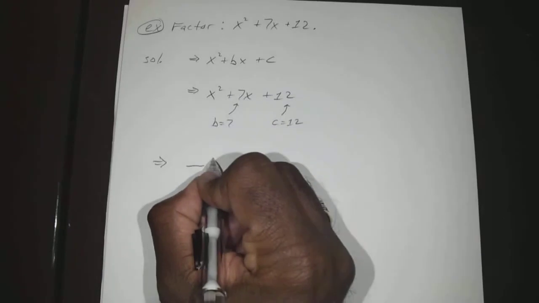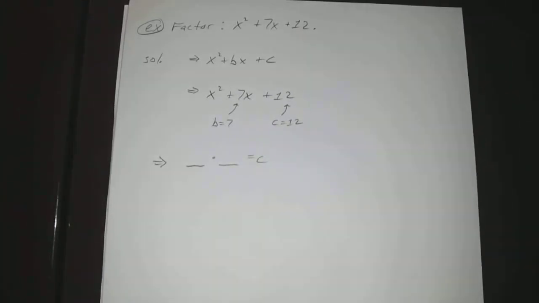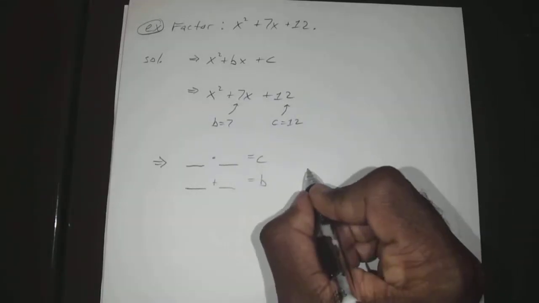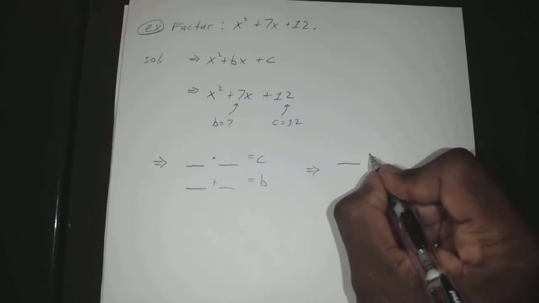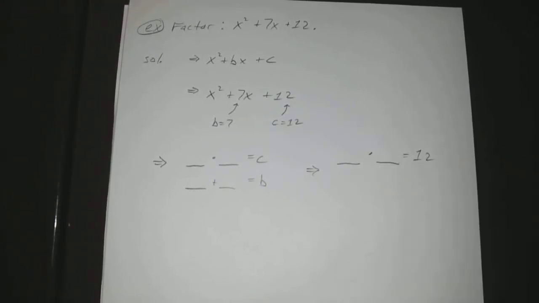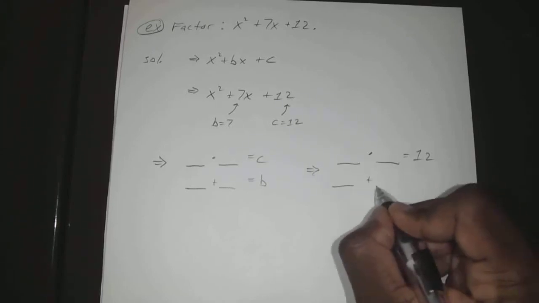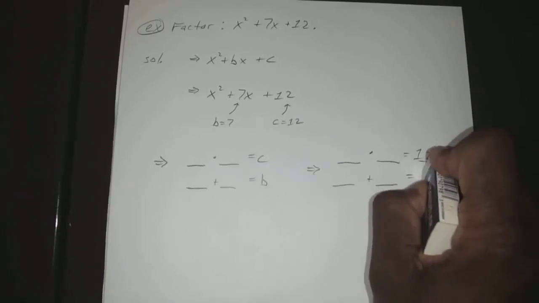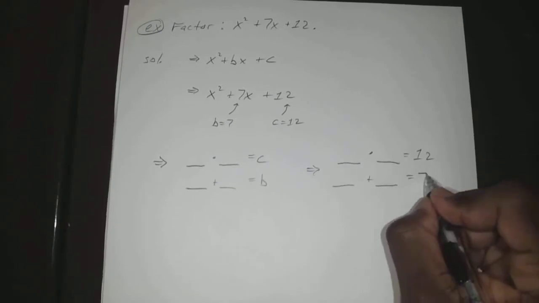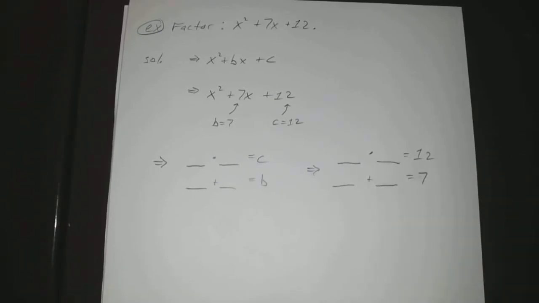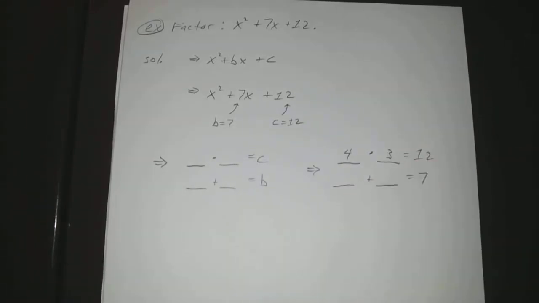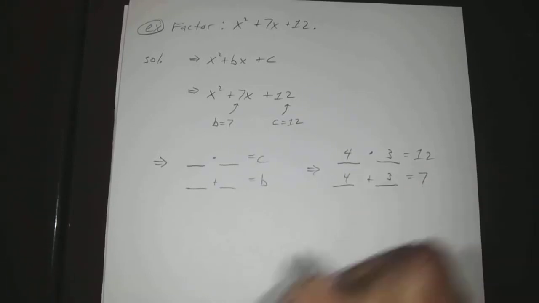And remember your steps, you want to find two numbers that multiply to equal c, and those same two numbers add to equal b. So we're looking for two numbers that multiply to equal 12, and those same two numbers add to equal 7. I said 4 at first, but that was actually one of the answers, and I jumped ahead in my mind. So 4 and 3 works for both of them. You have 4 times 3 is 12, and 4 plus 3 is 7.